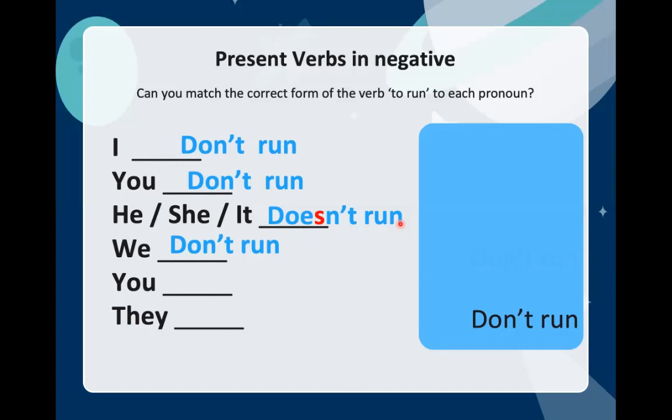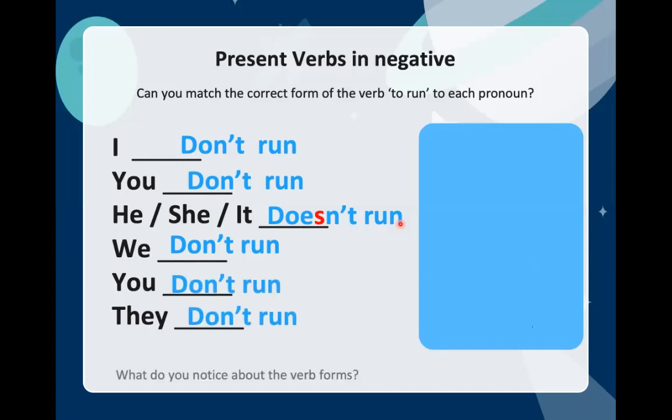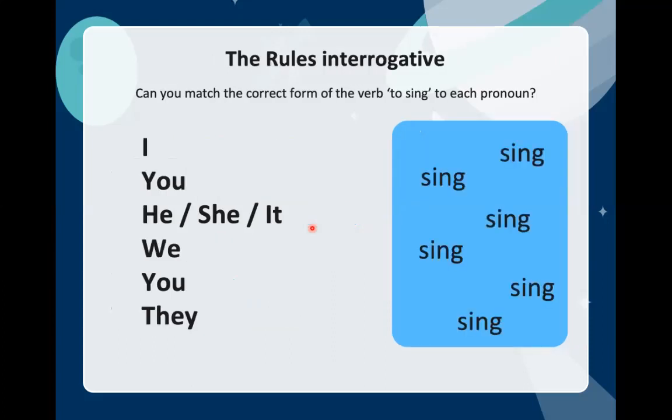We, you, they don't run. Yes, did you notice anything? Yes, that for he, she, it, we add an S, like in almost every other tense, whether it's affirmative, negative, or question. Speaking of questions, guys, now we're going to talk about the rules of interrogative. When we are making a yes or no question in this case, the first thing that goes in the sentence is the auxiliary.